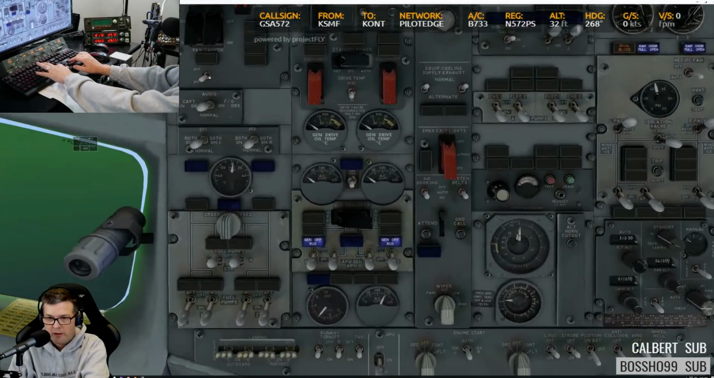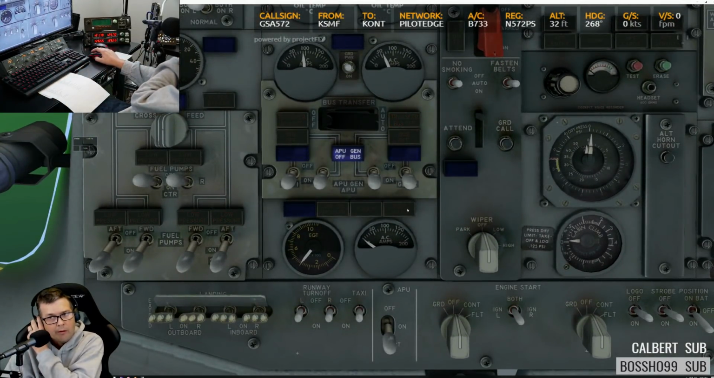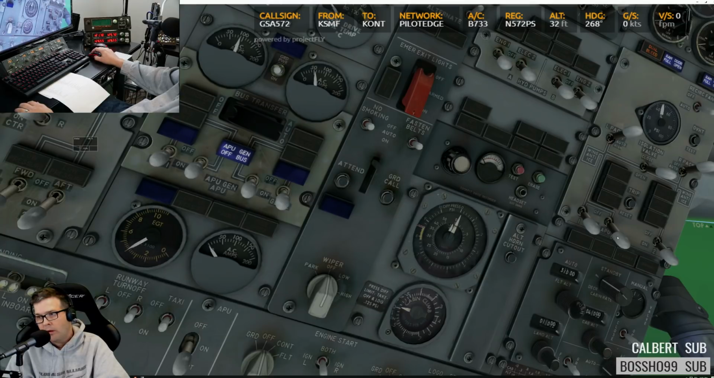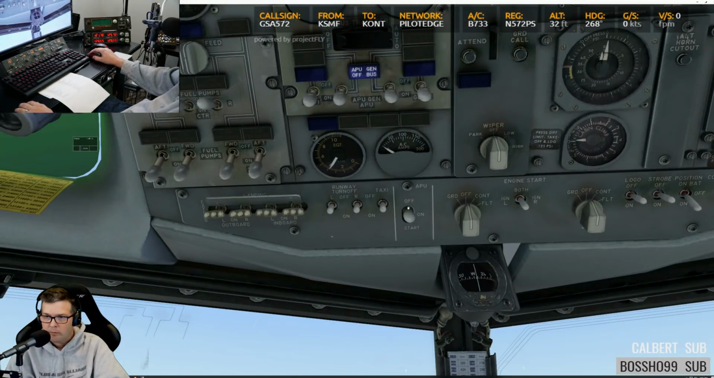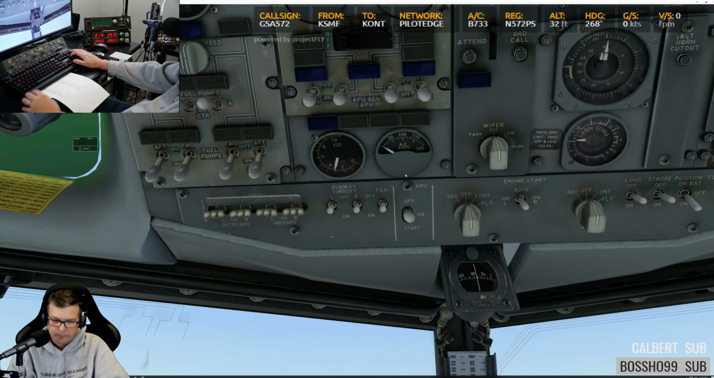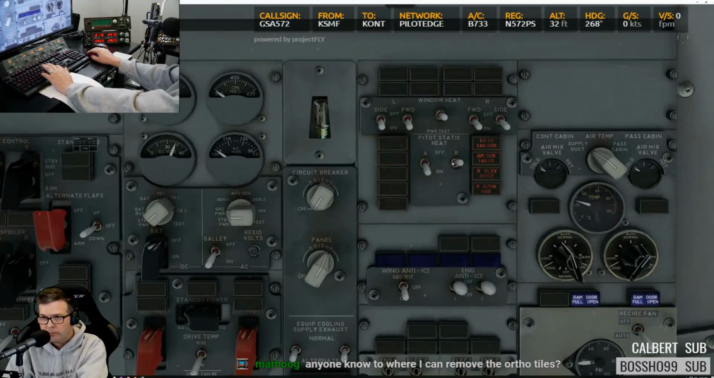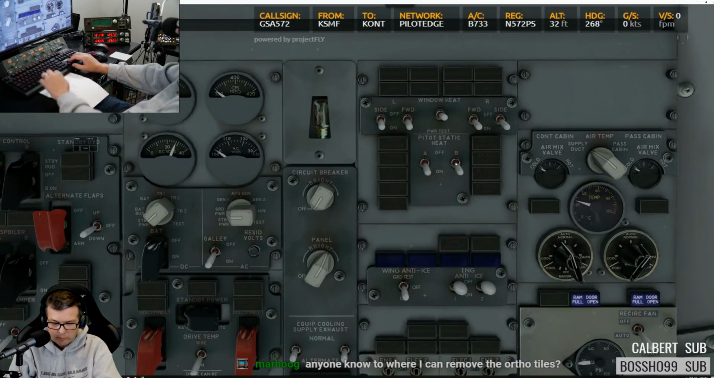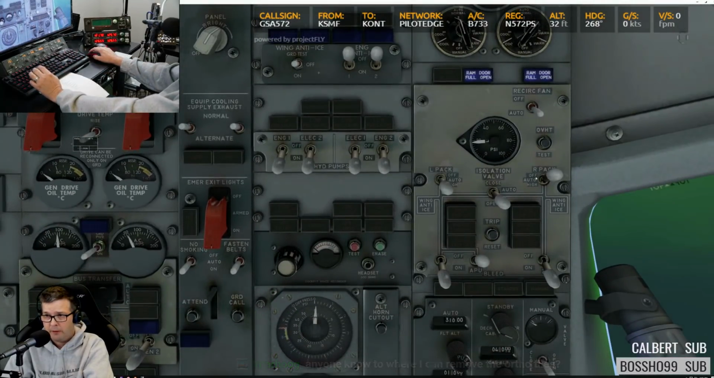We'll put our generators on. APU bleed can come off. Pitot heat. Anti-ice not required. Packs back to auto.